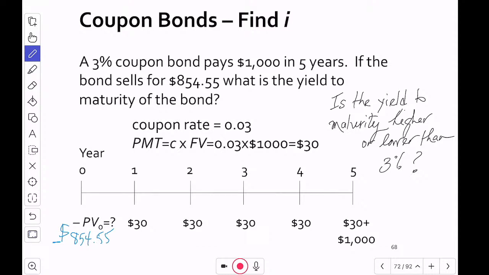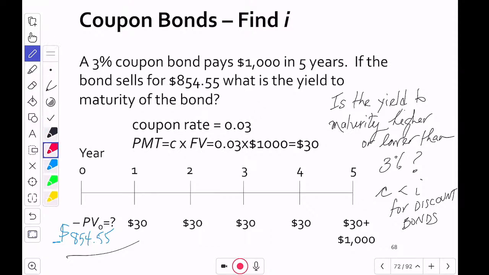Okay, so the yield to maturity will be higher because you're told that this is the current price. The yield to maturity will be greater than C for discount bonds, so I know it's going to be higher. Let's make the calculation to find out.